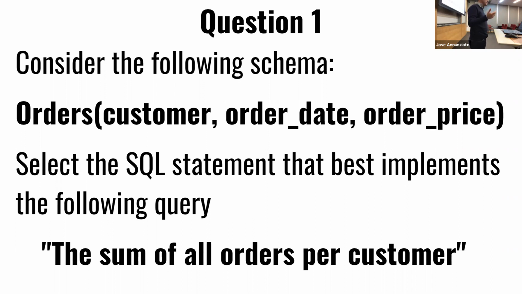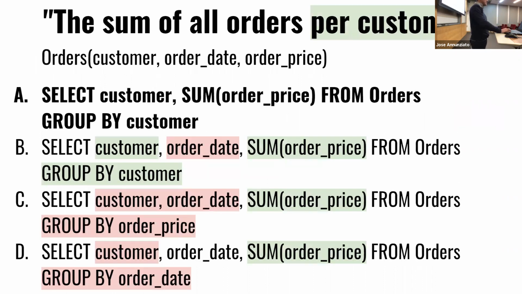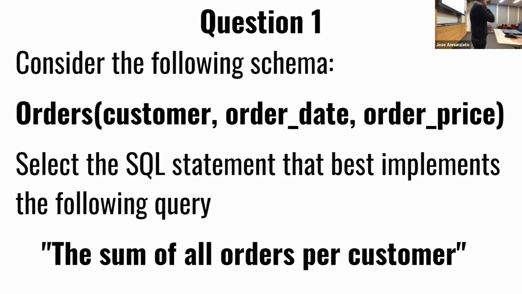So the question is, I'll give you several options for you to choose the implementation of the following query: the sum of all orders per customer, right? So usually the per customer is a giveaway that you're going to be grouping by that field, right? And usually the sum or whatnot is also a giveaway that you're going to be doing some kind of aggregate, right?